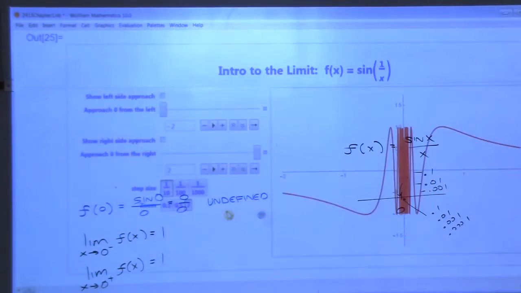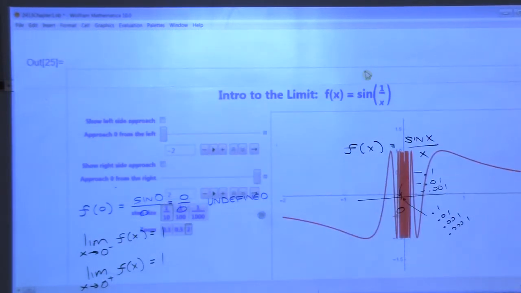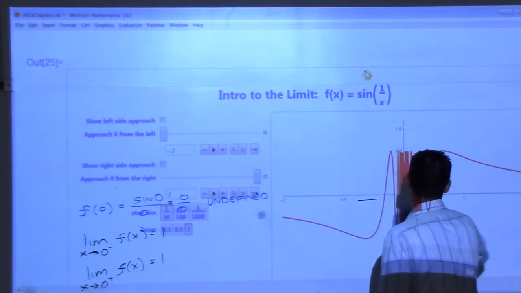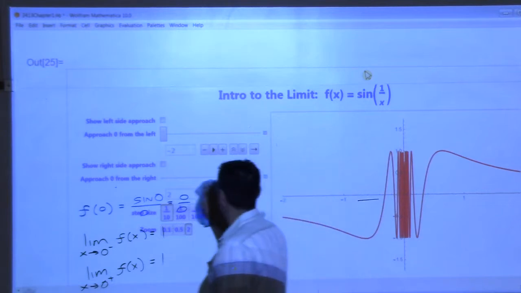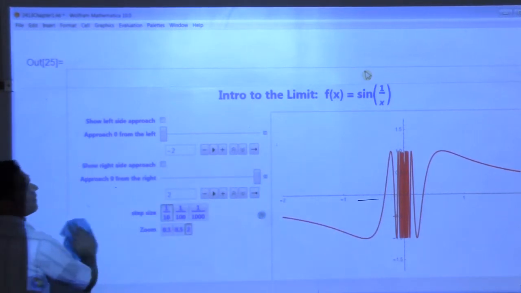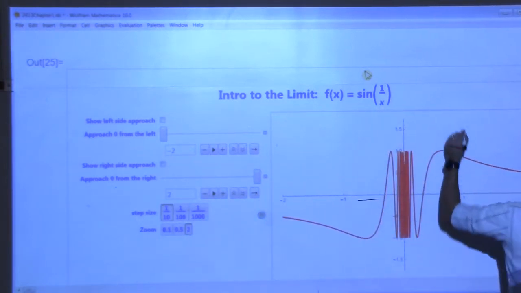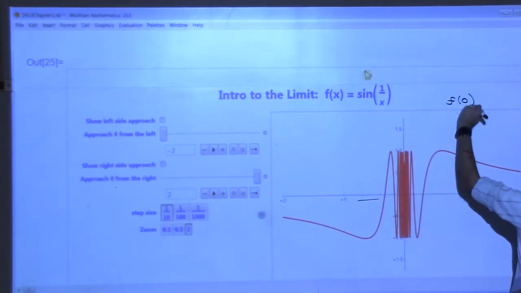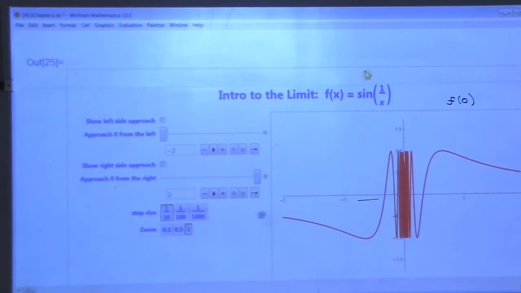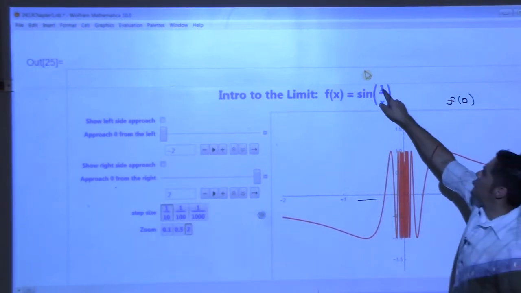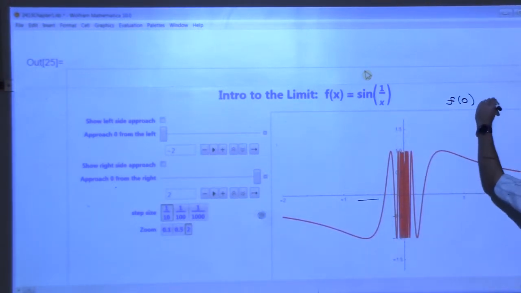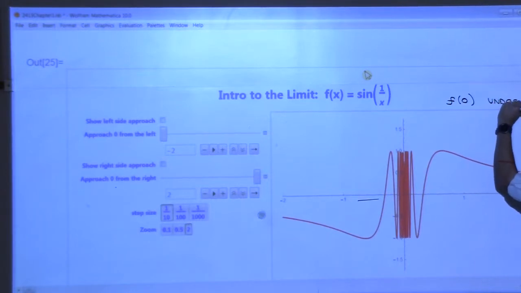Okay. What is going on here? See the function? Sine of 1 over x. What's f of 0? College algebra, asking you to plug in 0 into that function, or pre-cal for that matter. Undefined. Because you're trying to do 1 divided by 0, aren't you? That's undefined.